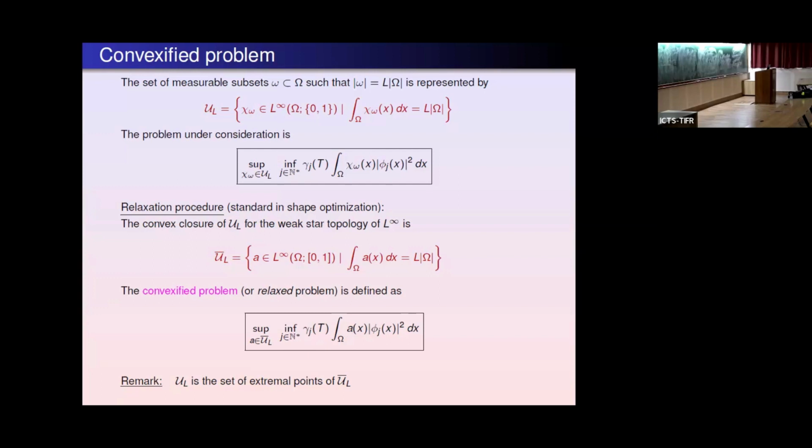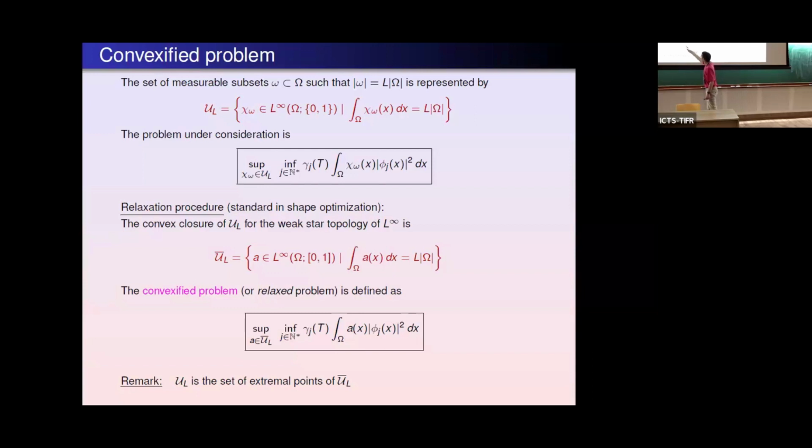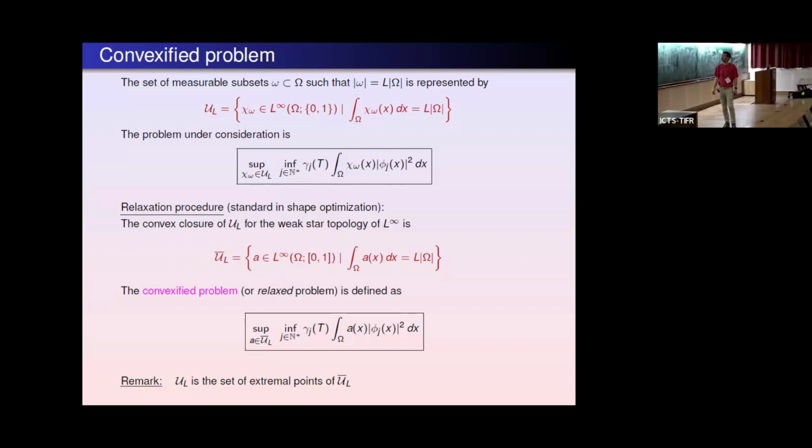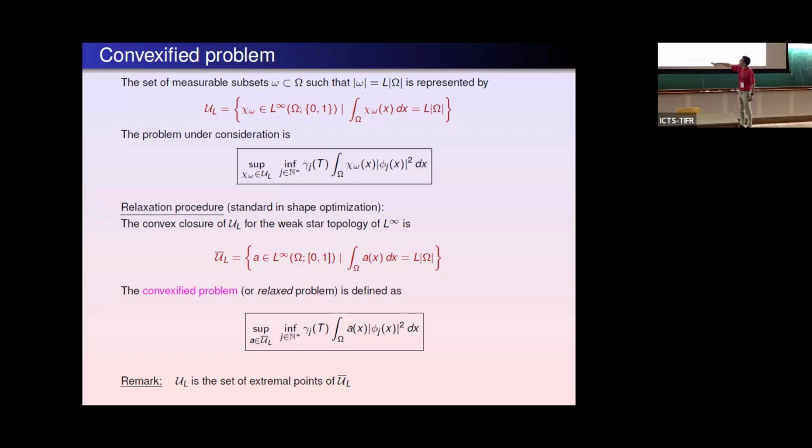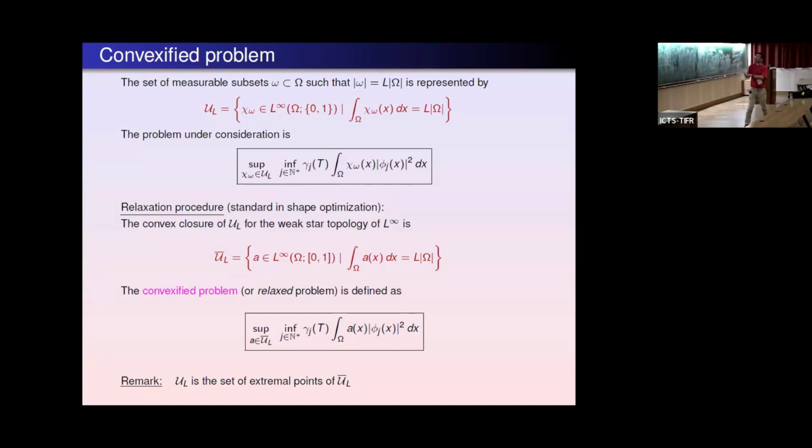And so what we call the convexified or relaxed problem is now this problem where we replace the characteristic function of omega by a function a of x. Exactly as we did before, you remember, with the observability constant. Except that now, U_L bar is compact, weakly compact. That's nice. This is a good hope to get an optimizer. Moreover, you can notice that U_L bar is convex and compact, and its extreme points are exactly the characteristic functions. So if you imagine a convex set with extreme points, the extreme points are exactly the characteristic functions, that is, the elements of U_L.